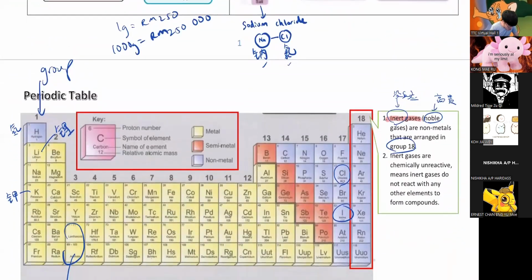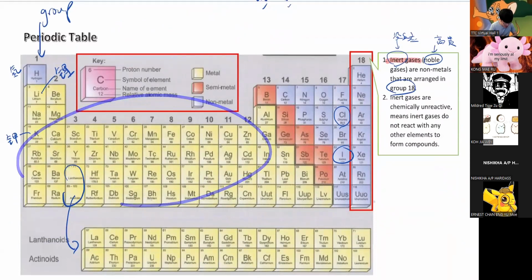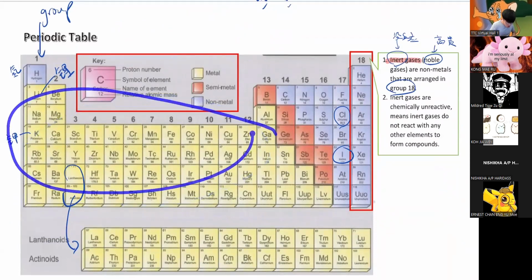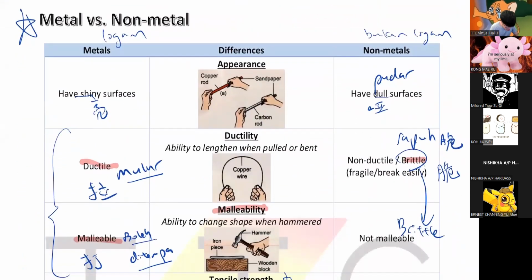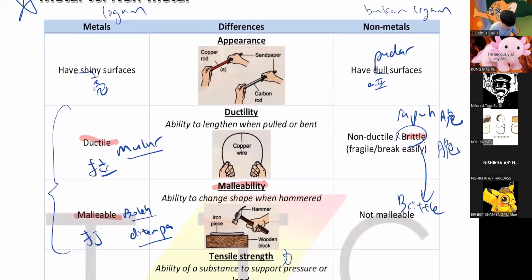All right, so your periodic table, as I said, you have your metals on one side, non-metals on the other side, and you have the half metals in the middle. Anyway, about your metals and non-metals, I believe I went through this already.